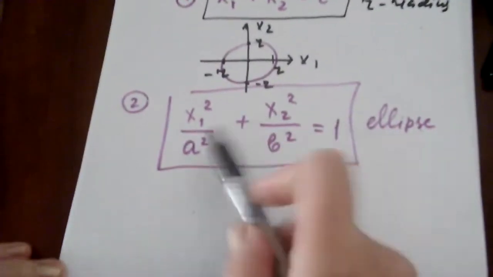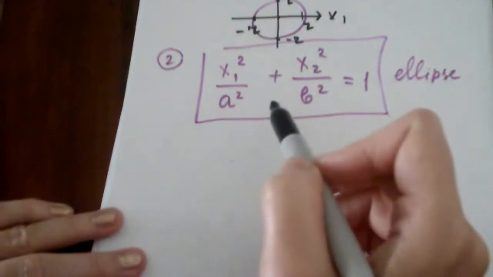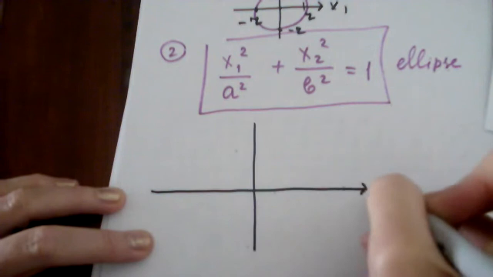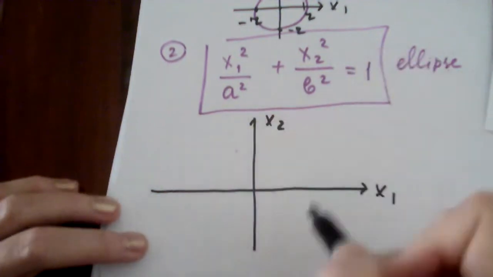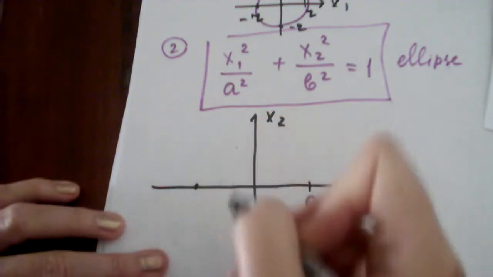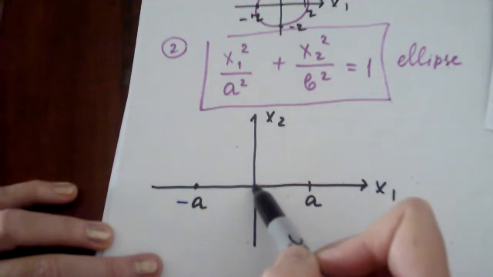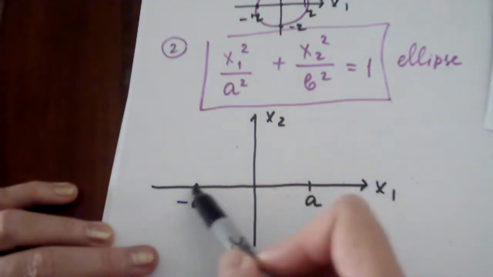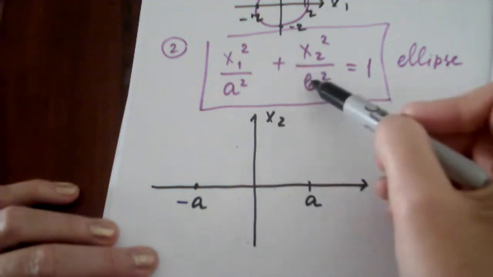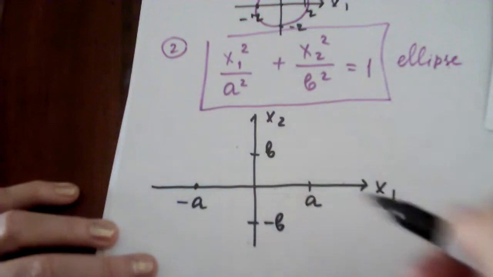But how to draw an ellipse if you come across this equation? It turns out that these a and b have a quite explicit geometrical meaning. Let's discuss it. So this is our coordinate system. a should be marked along the x1 axis, so a, minus a. The center of the future ellipse will be here, at the origin again, but these are going to be the vertices of our future ellipse. And as for b, b should be marked here and here, along the x2 axis.